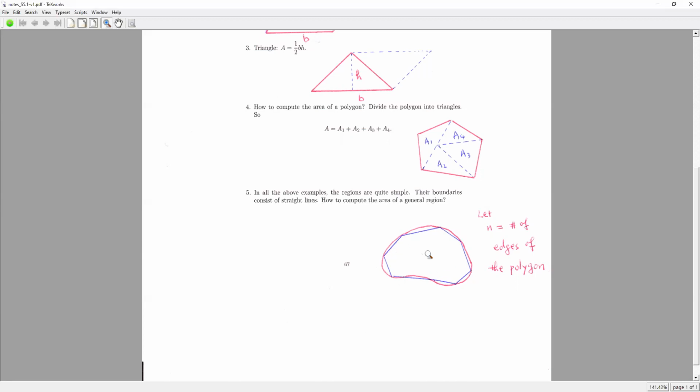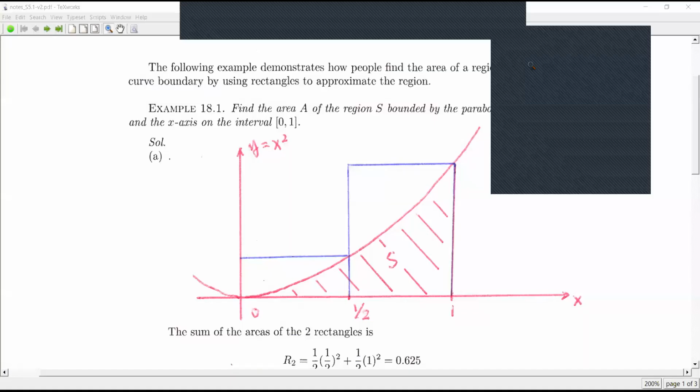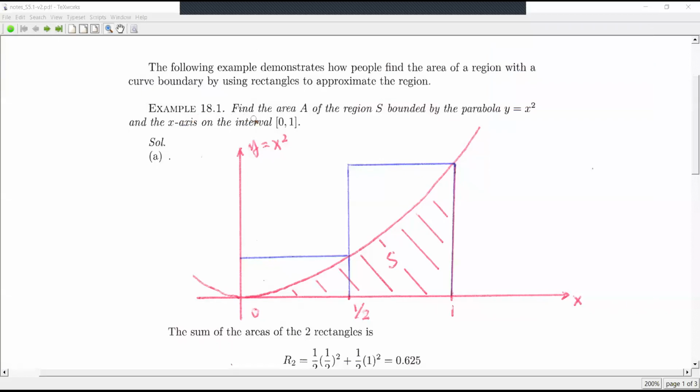Now, more examples below, okay? In the following, more examples about how to find area of a general region. Example 1. Find the area of the region bounded by this parabola and the x-axis on the interval 0 to 1. The region is denoted by S, and the area of the region is denoted by A. We want to find A.